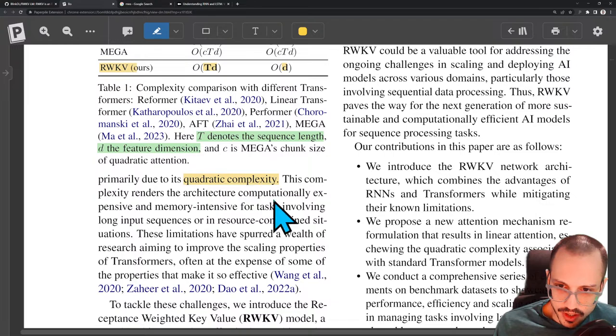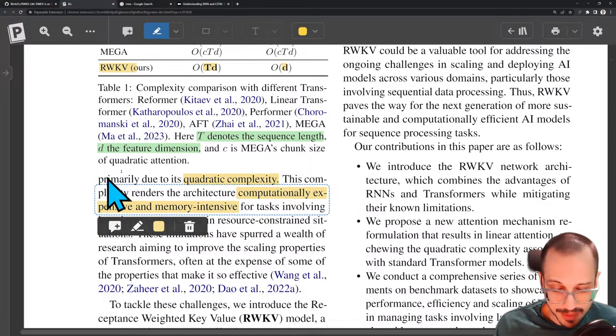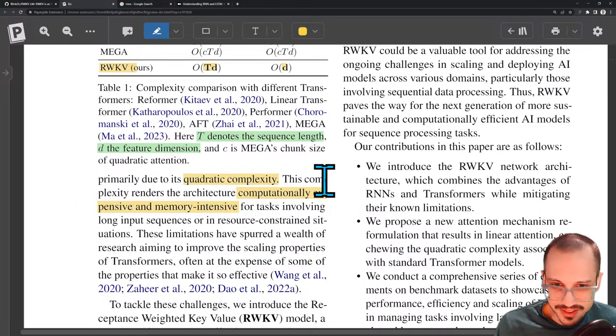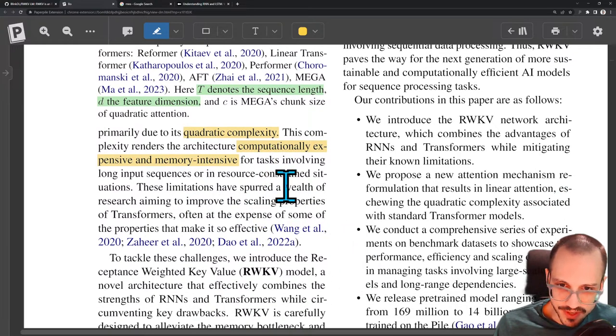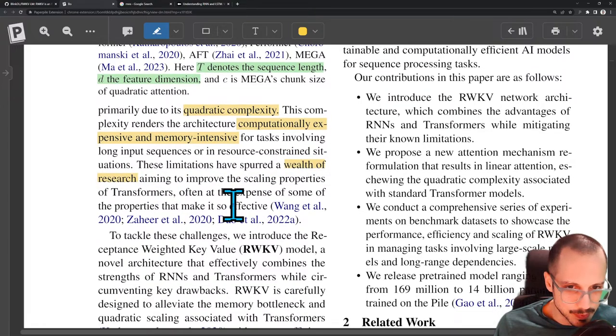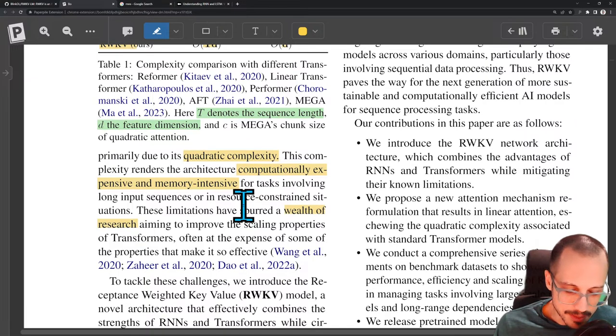This complexity renders the architecture computationally expensive and memory intensive for tasks. I like this. They could have said computationally intensive and memory expensive, or computationally expensive and memory expensive. Expensive and intensive are basically the same word. It's kind of a weird choice there. These limitations have spurred a wealth of research aiming to improve the scaling properties, often at the expense of some of the properties that make it so effective. I'm liking the way that this is written. It almost feels like I'm reading a book or something.